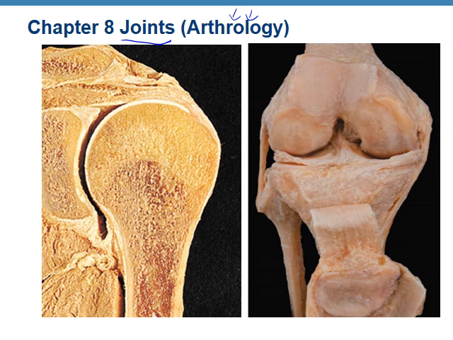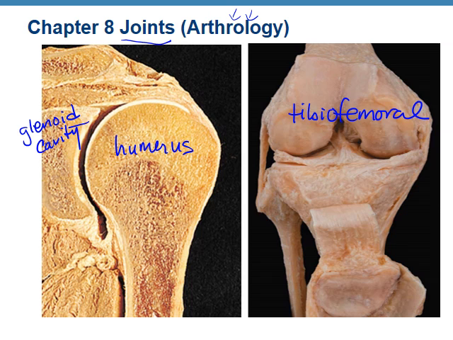This is your shoulder joint or your glenohumeral joint. Remember we had the glenoid cavity of the scapula, and this is the head of the humerus. And then this is your knee joint or your tibiofemoral joint. We'll talk more about these, but I thought you'd like to see a real anatomy example.